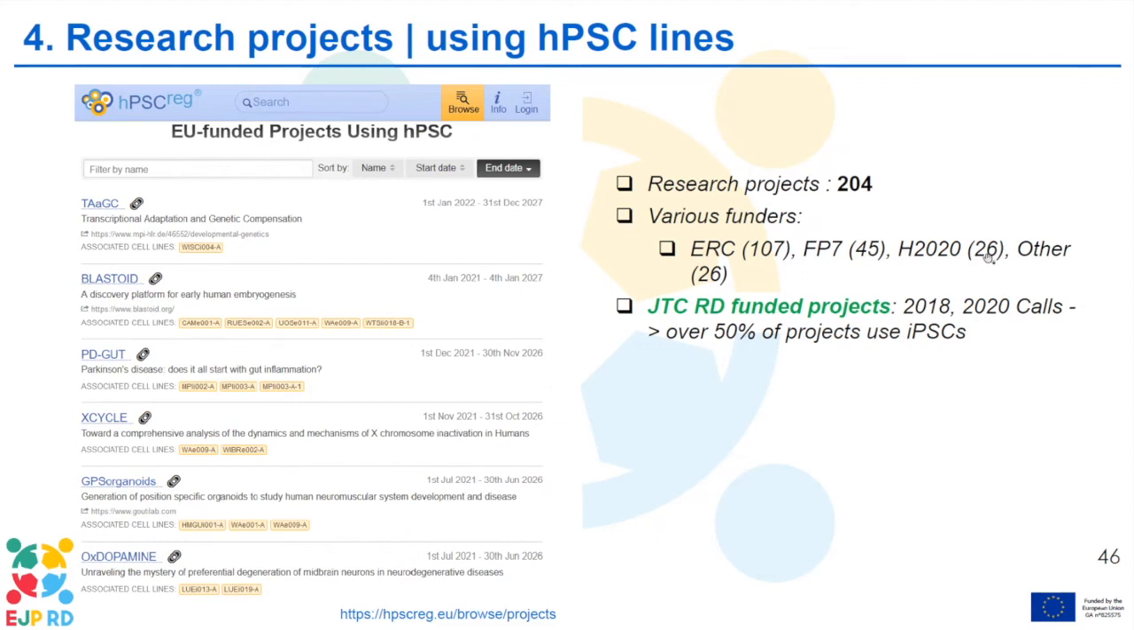Then that includes the Marie Sklodowska-Curie Action Projects, which constitute 18 Marie Curie projects. And there are other funding agencies associated with some of these projects. In particular, the Joint Transnational Call for Rare Disease Research projects, I was able to look at the 2018 and 2020 calls for the JTC, and I found that over 50% of these projects use IPS. So this is quite promising for us.